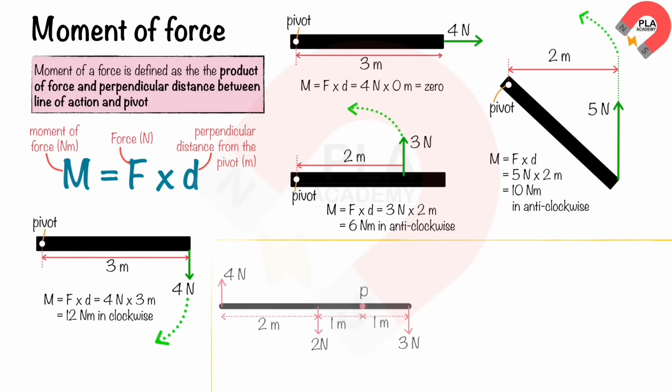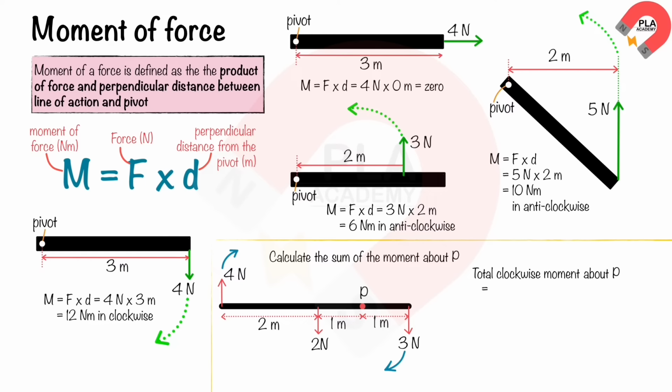Fifth example, a diagram shows the forces acting on a light beam and the distance of each force from point P. Calculate the sum, or resultant, moment about P. Clockwise moment about P is caused by forces of 3 newtons, 1 meter from P, and 4 newtons, 3 meters from P. So, the total clockwise moment equals 4 times 3 plus 3 times 1, which is 15 newton meters. Anticlockwise moment about P is caused by only 2 newtons, 1 meter from P. So, the anticlockwise moment equals 2 times 1 is equal to 2 newton meters.